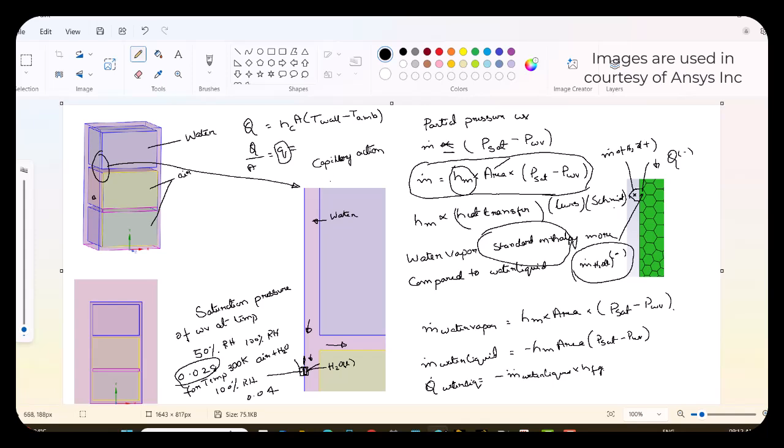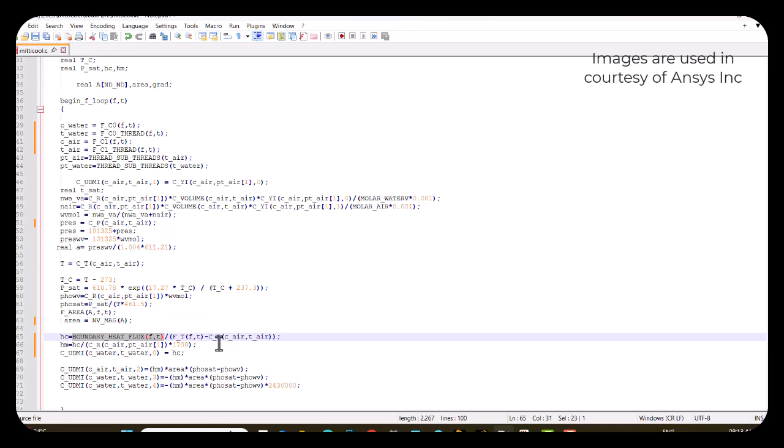Directly we'll get this from Ansys Fluent through the formula I've shown, right? Q equals HC A (T wall minus T ambient), and HC is equal to Q divided by (T wall minus T ambient). So this T ambient is nothing but the cell temperature, and T wall is nothing but the wall temperature. Okay, so that is given in this UDF: T wall minus T cell, the temperature of the air. With the help of that, I will calculate the mass transfer coefficient, and I will multiply it with the area and this driving force.